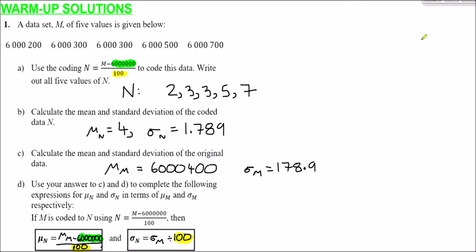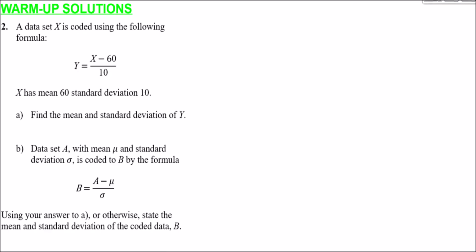So warm-up question 2 is going to use warm-up question 1 to help us. For warm-up question 2 now, we've got a data set, big X, coded using the following formula. It's coded into big Y, where big Y is big X minus 60, all divided by 10. So we can use what we found from question 1 to work out the mean and standard deviation of Y.